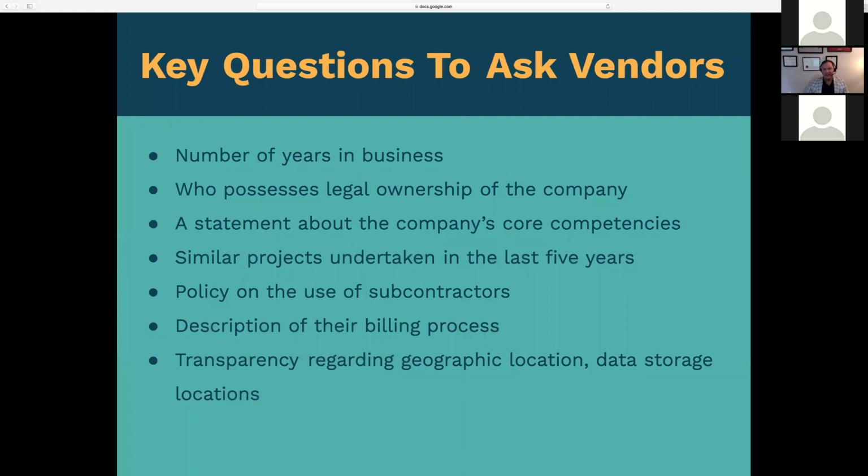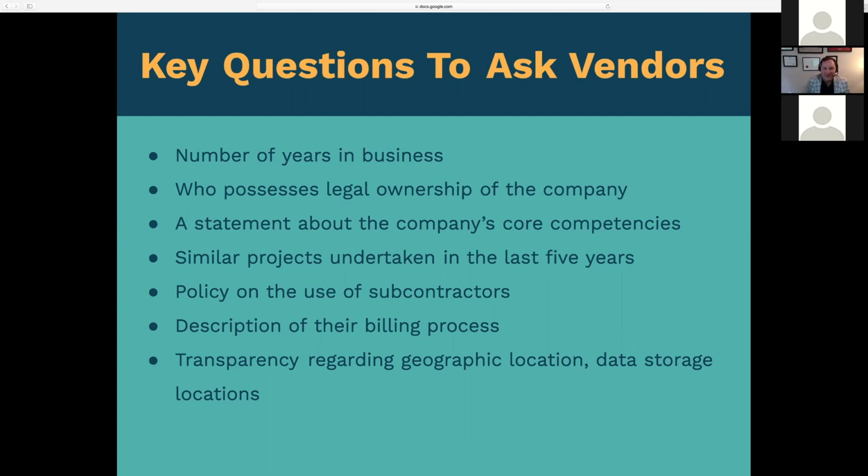In terms of key questions to ask vendors, and as I said, we often provide this information, so it's kind of the stuff that we would hope to hear if we were on the other side of it. One is number of years of business. Obviously, you'd like to know that someone is a real company and that they've actually been around.